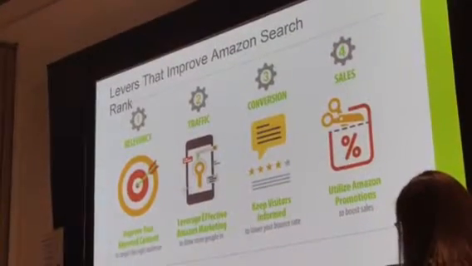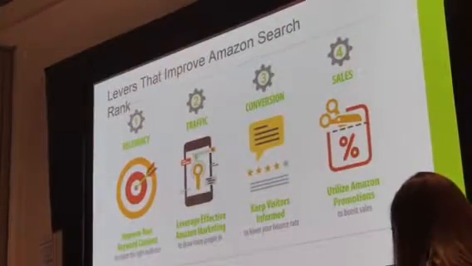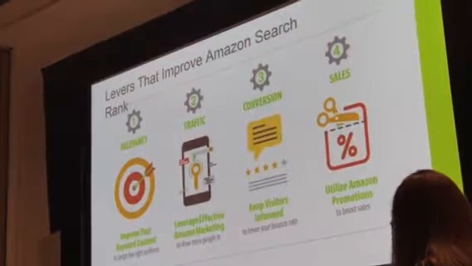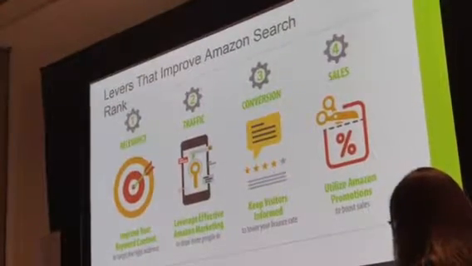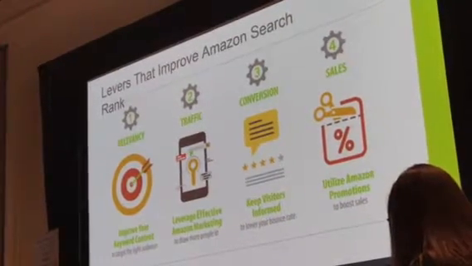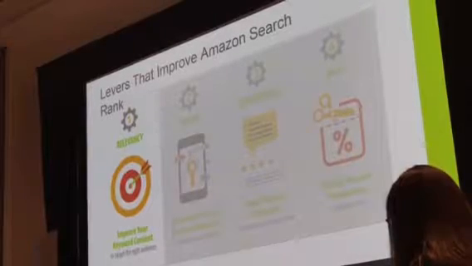And then the fourth part of the Amazon search algorithm is sales. And the lever that I can pull in order to impact that is promotions. And we'll talk about each of these four areas in more detail. So we'll first start with relevance.